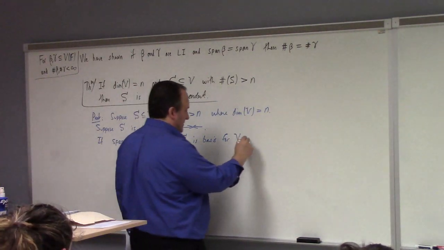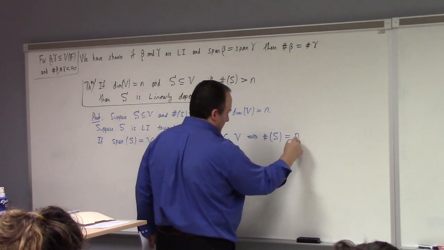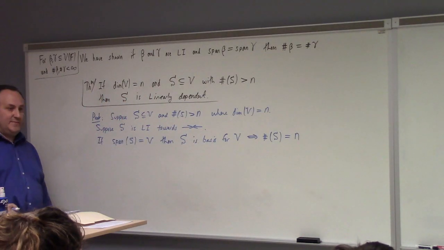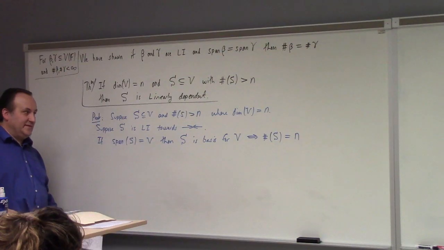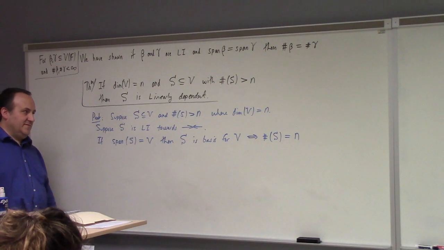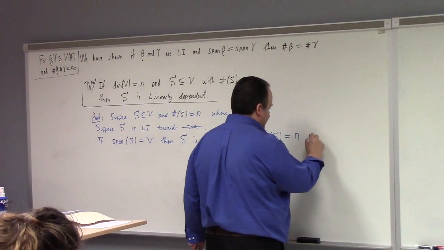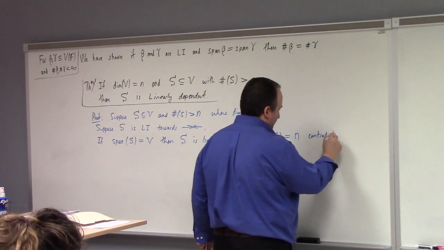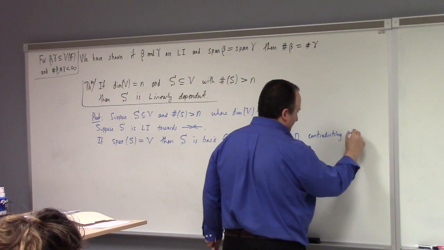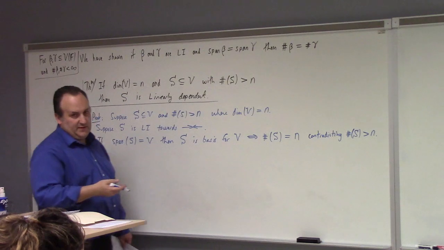Which implies what? The number of things in S is what? Is n, because we proved that for a finite dimensional vector space, any basis has n things in it. If one basis has n, any other basis has n. So the number of things in S is n. But of course, that contradicts plainly. Contradicting what? That we just said that the number of things is what? Greater than n, right?